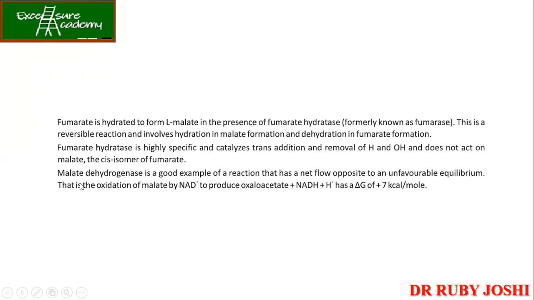Now, malate dehydrogenase is a good example of a reaction which has a net flow opposite to an unfavorable equilibrium. That means delta G is positive here, and that's why the oxaloacetate that is formed is then pulled forward as the NADH is used, in order to make it favorable.